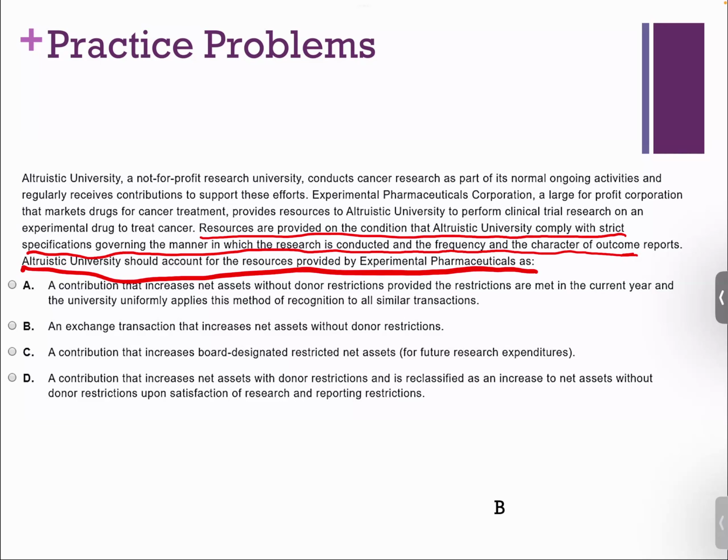So if we look through these answers, a contribution that increases net assets without donor restrictions, provided restrictions are met in the current year, university uniformly applies. That can be an answer in some of these questions when we receive contributions that have donor restrictions, but then we meet the restrictions in the same year. But that's not what's going on here. This is an exchange transaction that increases net assets without donor restrictions. So everything else is a contribution, and we want the exchange transaction. Okay, so that's all of them.